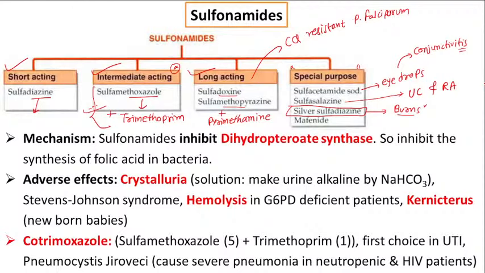Inflammatory bowel disease has two subtypes. One is ulcerative colitis and another one is Crohn's disease. So ulcerative colitis is where it is being used. And another is rheumatoid arthritis.